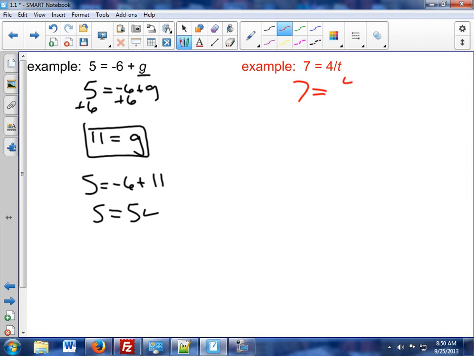7 equals 4 over t. Now this one might be a little bit more challenging. T's in the bottom, okay? Now to the purists out there, I suppose I should put t cannot equal 0 or we're in trouble. Okay. So what would I do on this one?